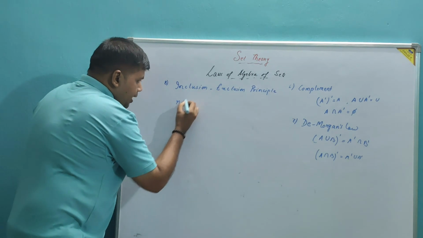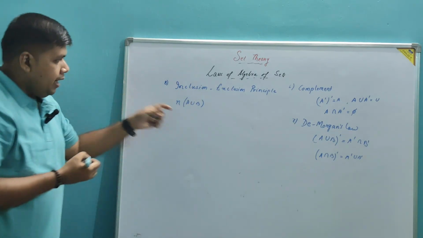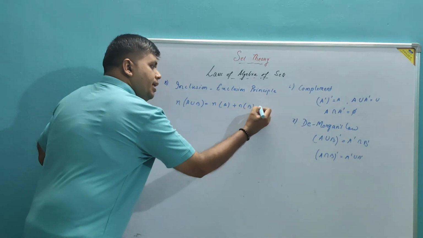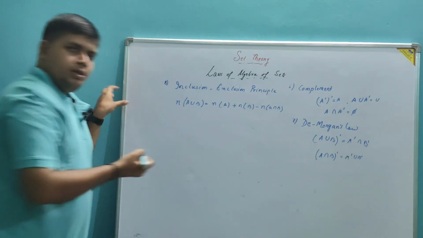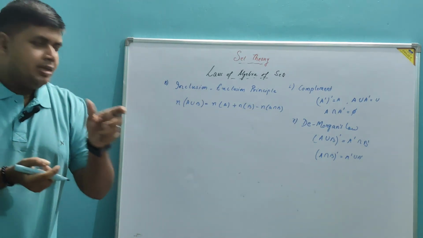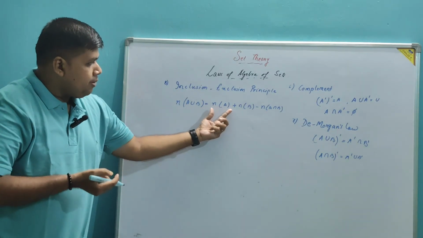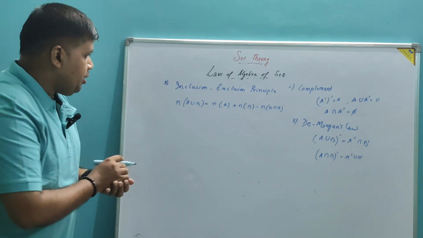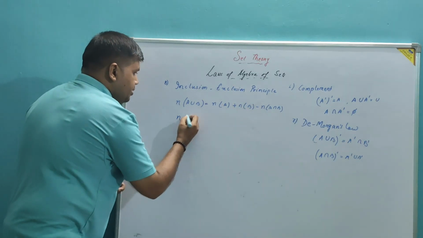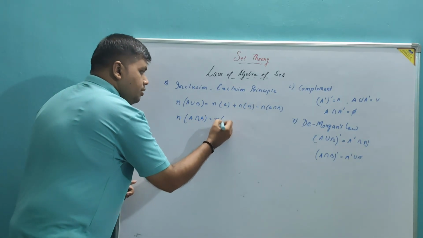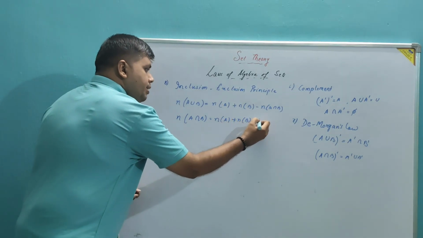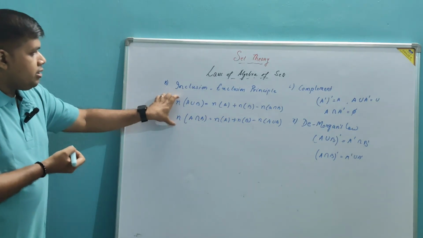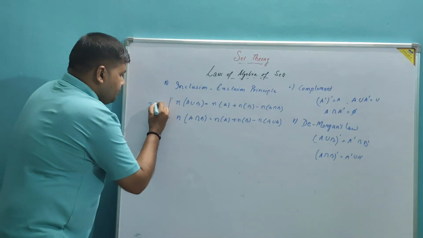Inclusion-exclusion principle: N of A union B is equal to N of A plus N of B minus N of A intersection B. Here it means number of elements in the set A union B is equal to number of elements in the set A plus number of elements in the set B minus number of elements in the set A intersection B. Another variation, if we take this to the left hand side, N of A intersection B is equal to N of A plus N of B minus N of A union B. So these are variations of inclusion-exclusion principle involving two sets.